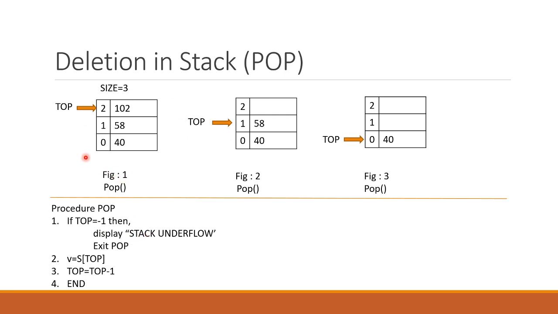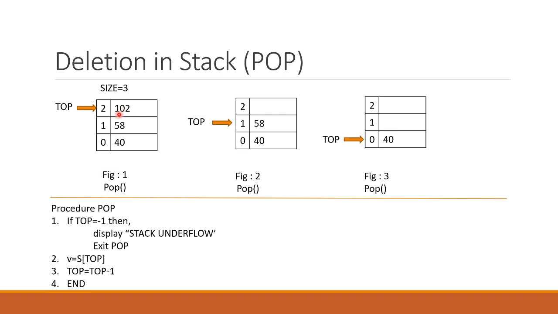But in our case, the value of top is not equal to minus 1, it is equal to 2. So this condition does not hold true, it will not execute the block inside this condition, and it will go towards the second step. In the second step, it fetches the data where the top is pointing. Top is pointing at second index, so it fetches 102 into a local variable called v. So now v has the data 102.